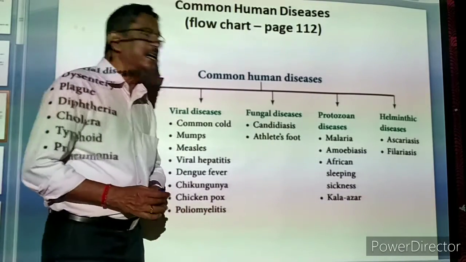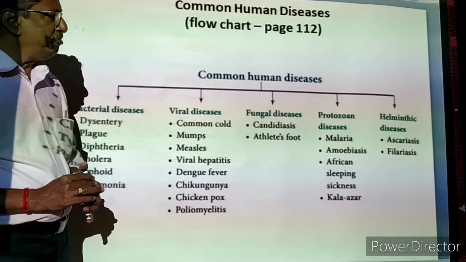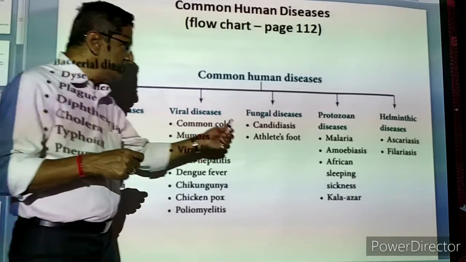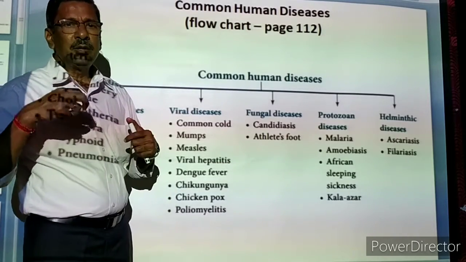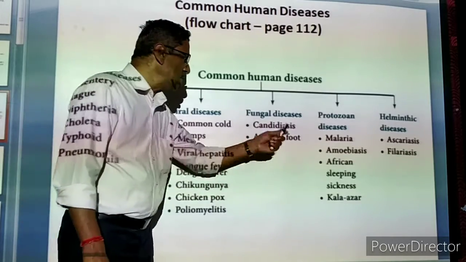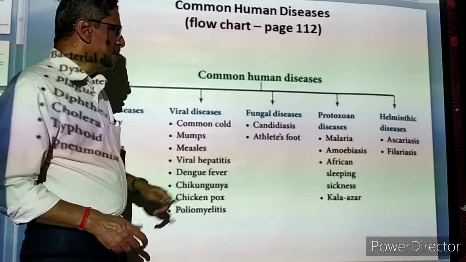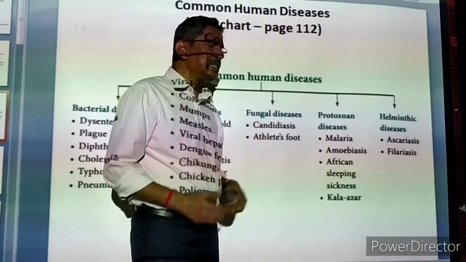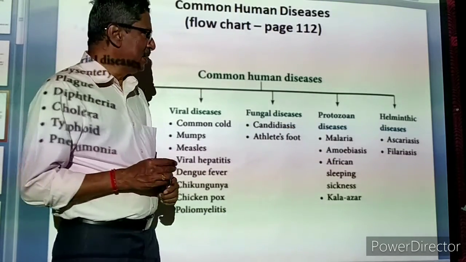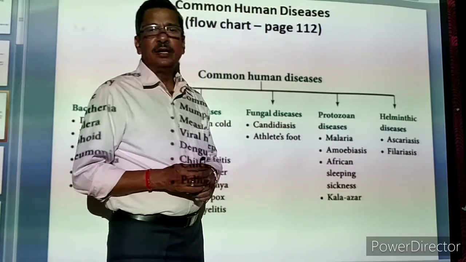The next one is athlete's foot. What is the meaning of athlete's foot? Between the fingers of the toe, this fungal infection will be there, and severe irritation and itching will be present between the toes. That is called athlete's foot. Then we are coming to protozoa diseases. Protozoa, unicellular animals. Some are causing diseases.